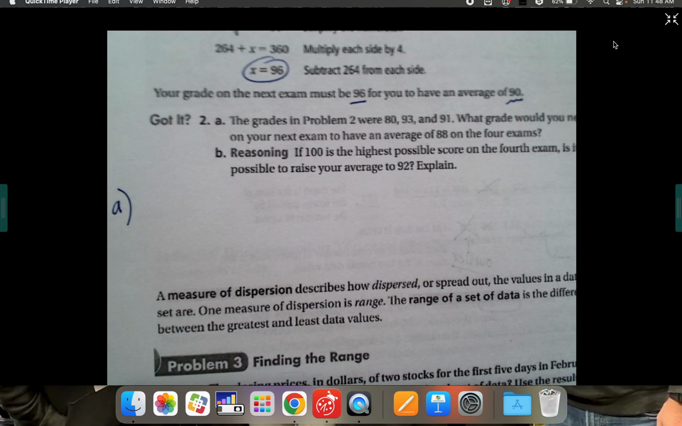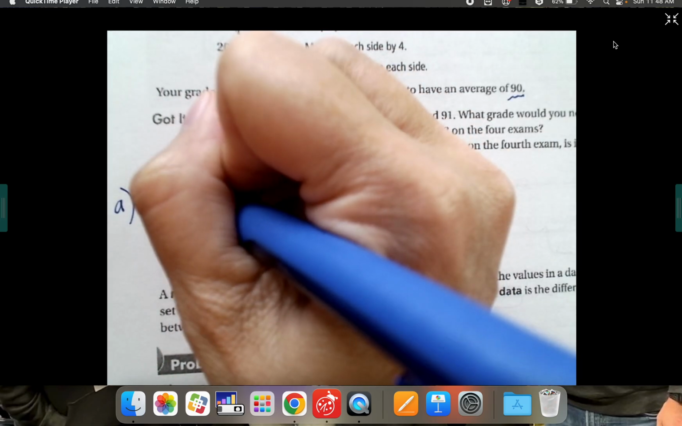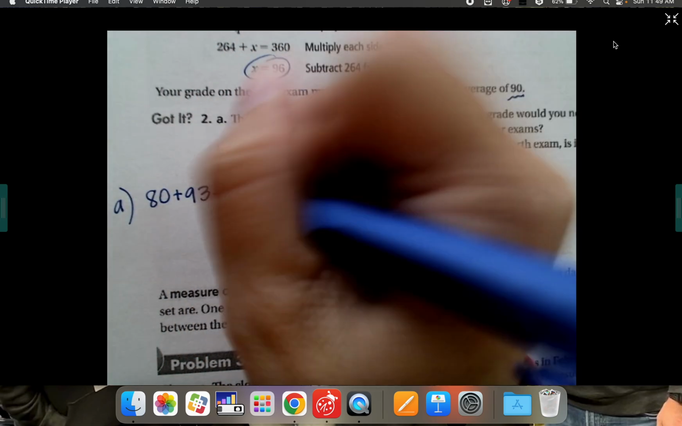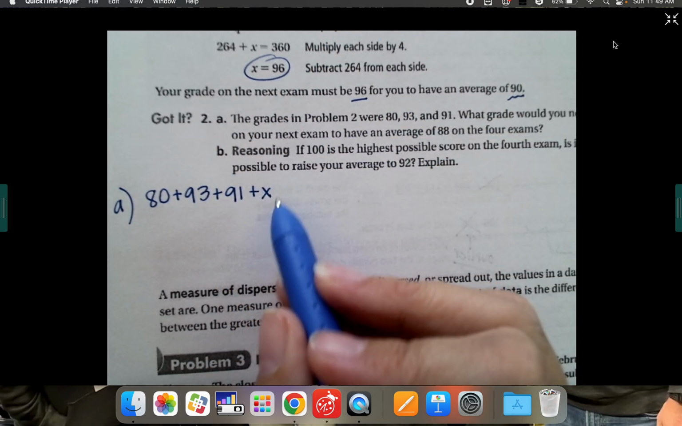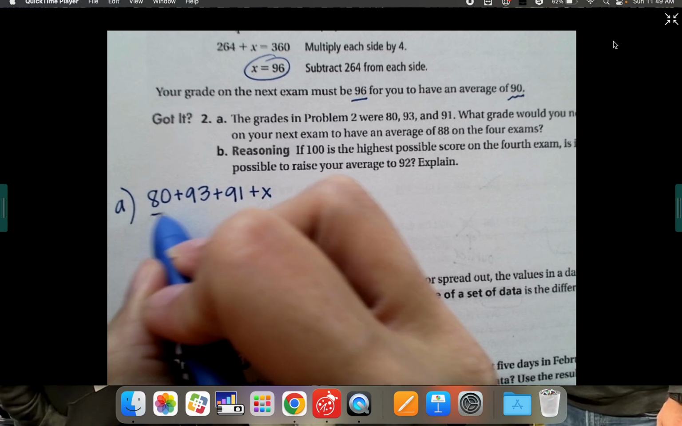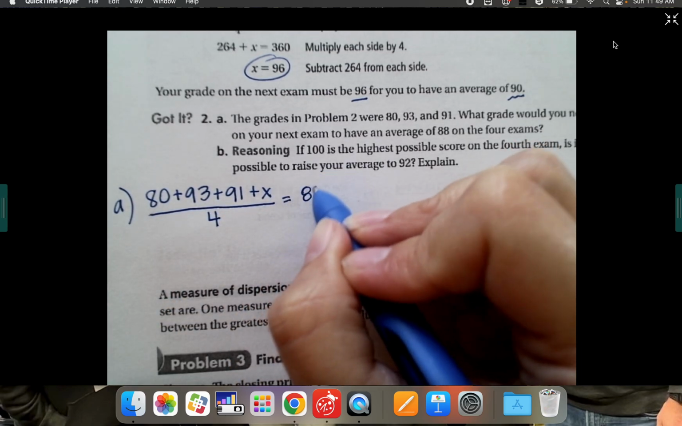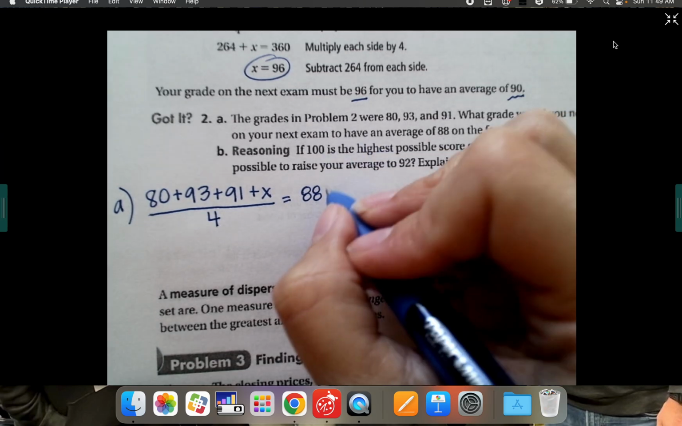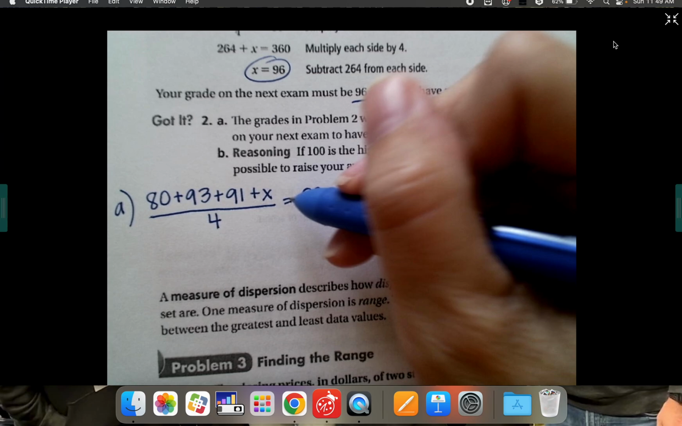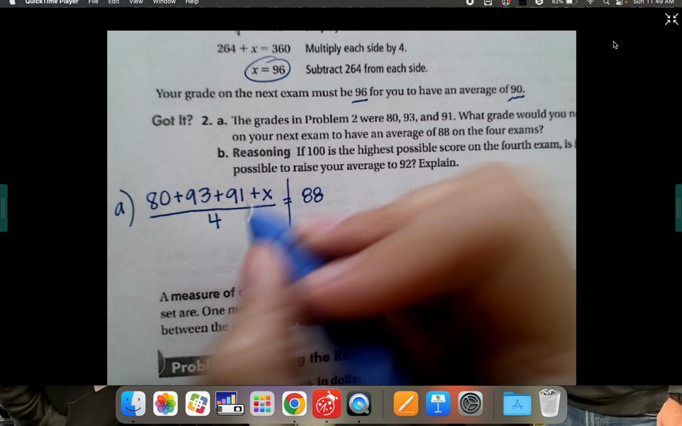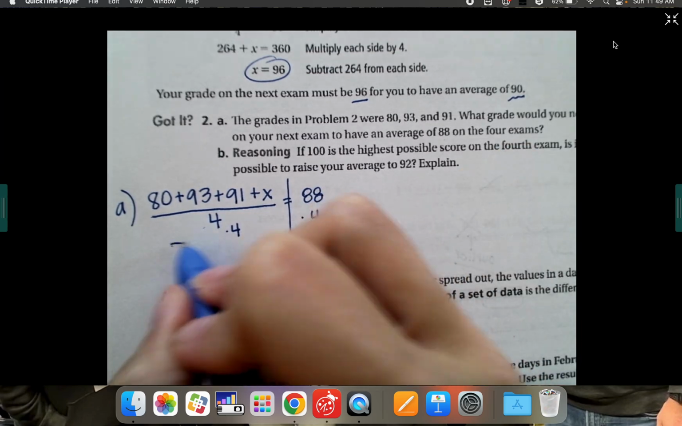So you're going to add the 3 you know, which are 80 plus 93 plus 91 plus X. And remember, we do that because we're trying to see what we would need to get on that 4th test. Divided by 4, and this time we just need it to equal 88%. So we're not going for that A, we're not going for that 90, we're just going for at least an 88 in the class. So the first step you would do to solve this problem is get rid of that divided by 4. So I'm going to times 4 on both sides.